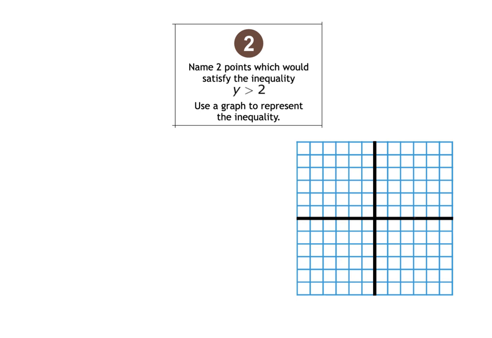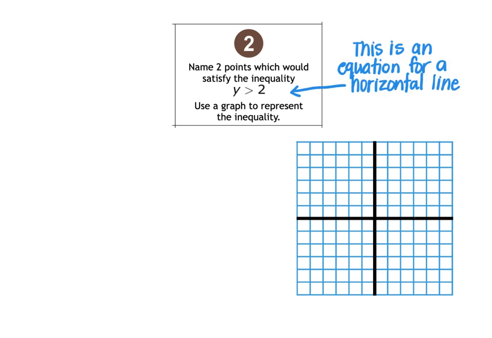Question number 2 asks us to identify 2 points that would satisfy the inequality y is greater than 2 and to use a graph to represent the inequality. Let's start with that. If we draw the line y equals 2, we know that it will be a horizontal line and that it will have an intercept of 2. Since the inequality is saying y is greater than 2, we know that it's going to be everything above this line that would be included in the inequality. We'll make the line dotted because the inequality says greater than and not greater than or equal to, and we'll be able to shade everything above the line.